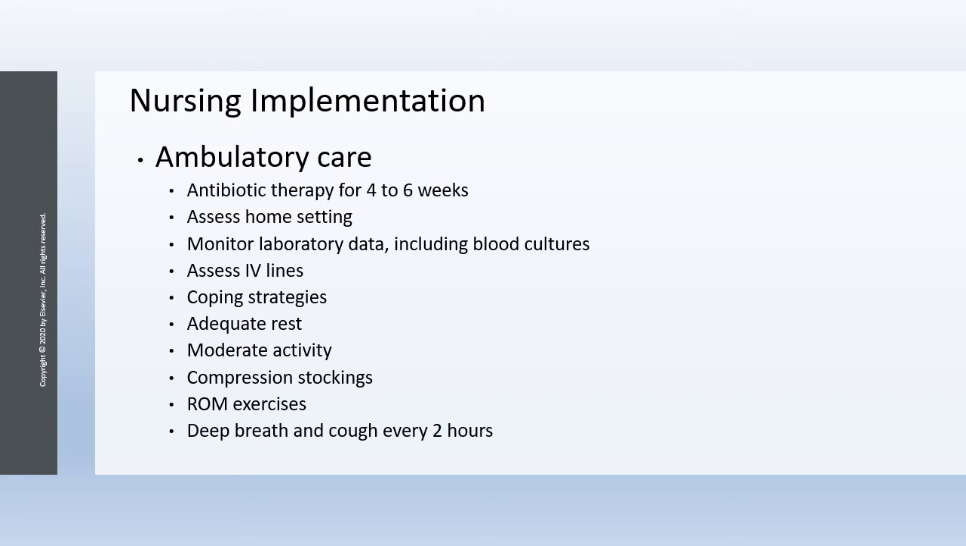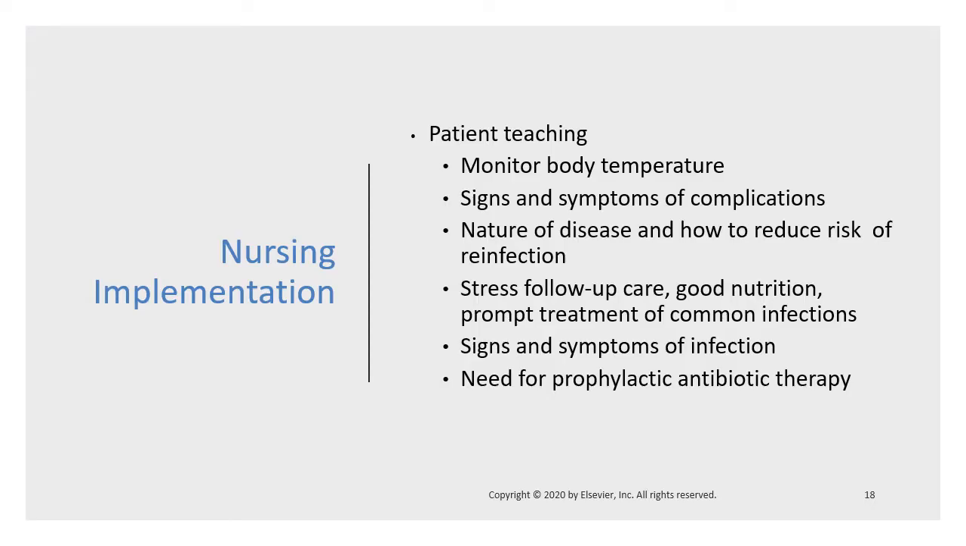The patient may have anxiety and fear. You must recognize this and begin strategies to help the patient cope with the illness. Monitor lab data, including blood cultures, to determine antibiotic effectiveness. Assess IV lines for patency and signs of complications. Give antibiotics as prescribed and monitor the patient for any adverse drug reactions.